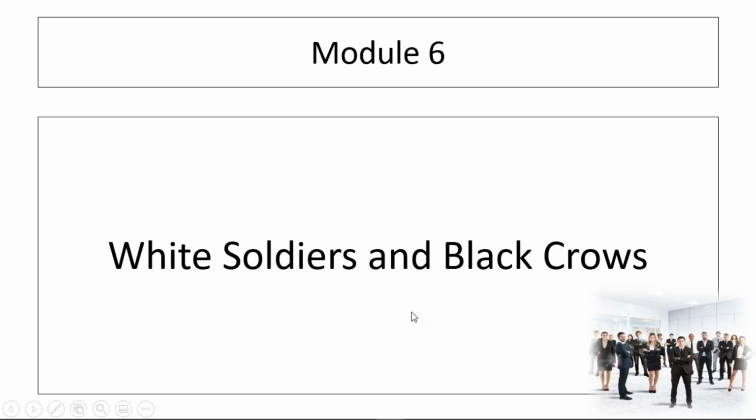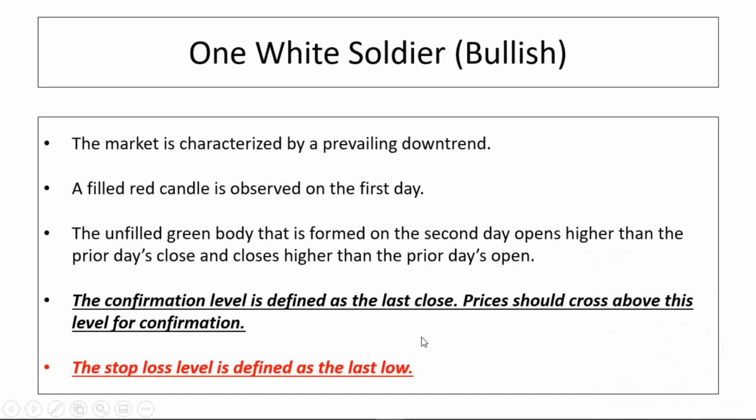Let's talk about two more. These are the last two that we'll talk about: white soldiers and black crows. A one white soldier is the bullish pattern, and a one black crow is the bearish pattern. Let's talk about the bullish pattern first. One white soldier. It's bullish, so we expect a change in direction, meaning that the stock is going to stop going down and start to come back up. So we need a downtrend prior to the one white soldier pattern.